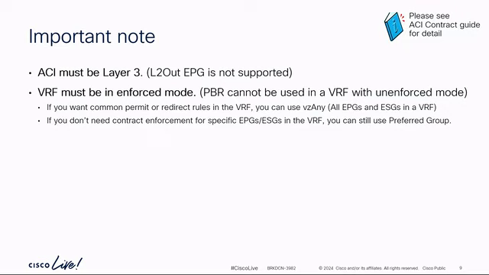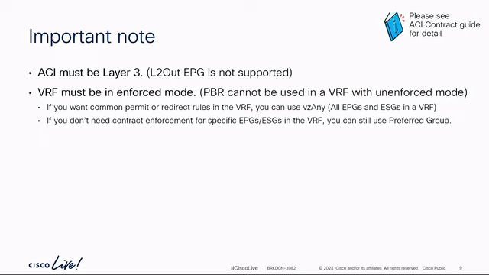I hope this gives you some basic idea of the use case of PBR. Then what's the mandatory requirement to use PBR? Two important requirements. First one is ACI must be layer 3, which means you must use BD SVI as the gateway of servers. The reason is that PBR is actually rewriting destination MAC to get traffic redirected, which means it's routing. So ACI must route traffic.